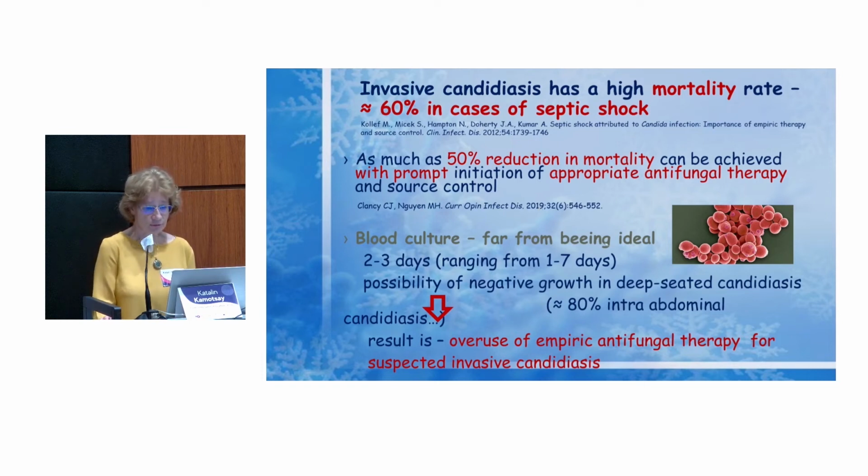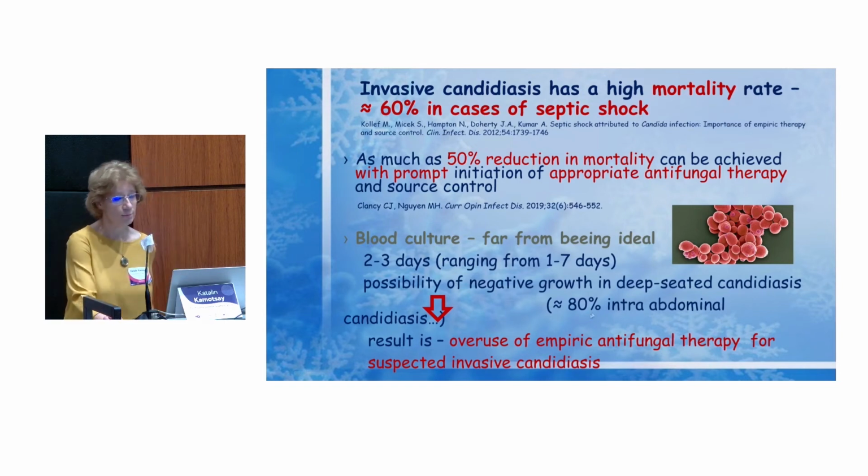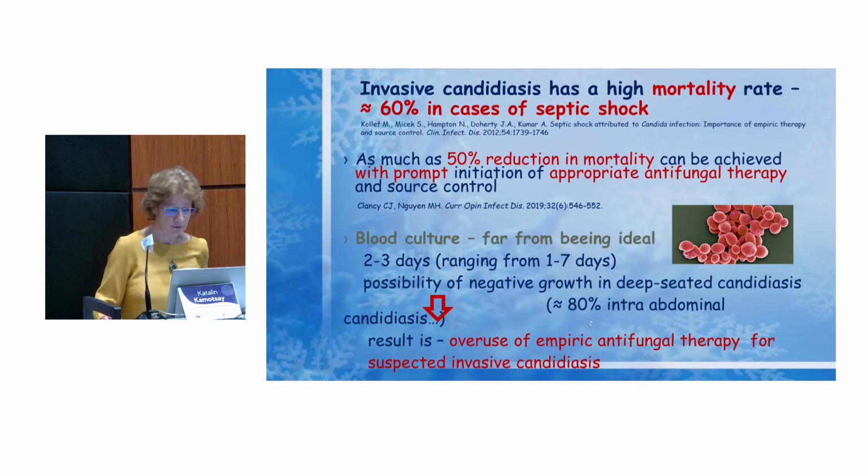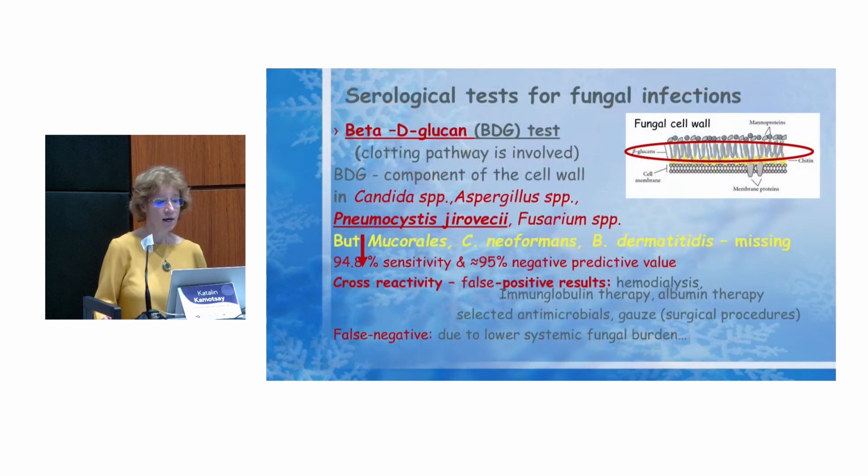Well, blood culture is far from being ideal because it takes a few days. So we have to look for some other signals, and especially in intra-abdominal candidiasis, the positivity rate is even worse, and that results in the overuse of empiric antifungal therapy. The beta-D-glucan test, I think, is something quite useful everywhere.